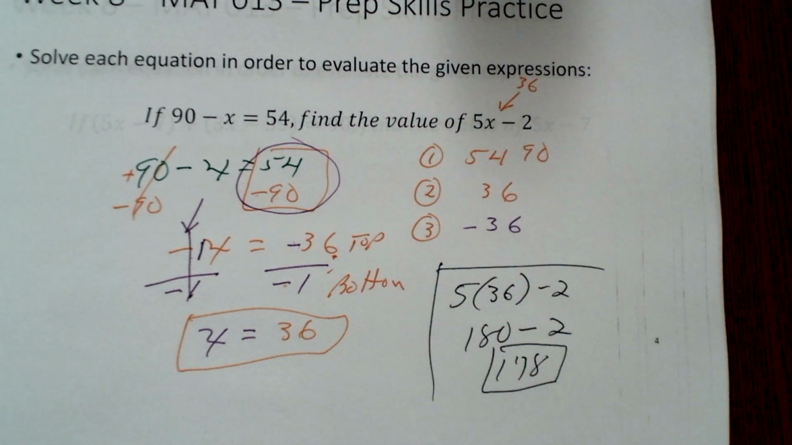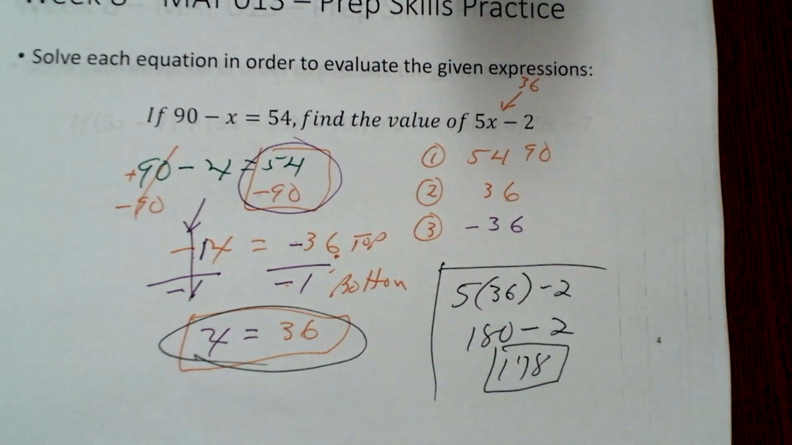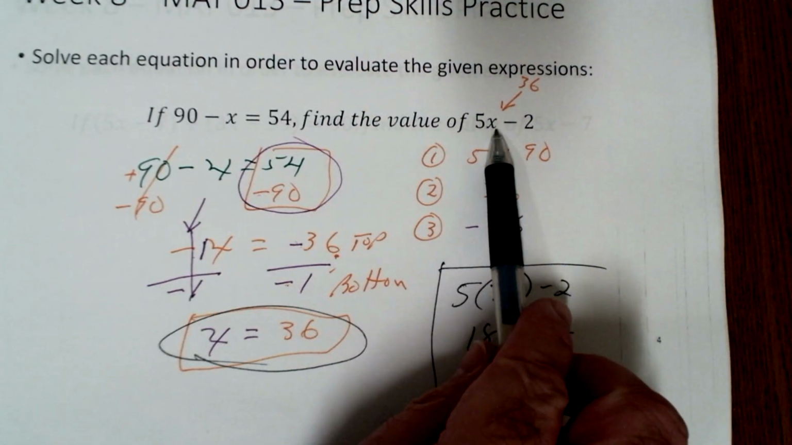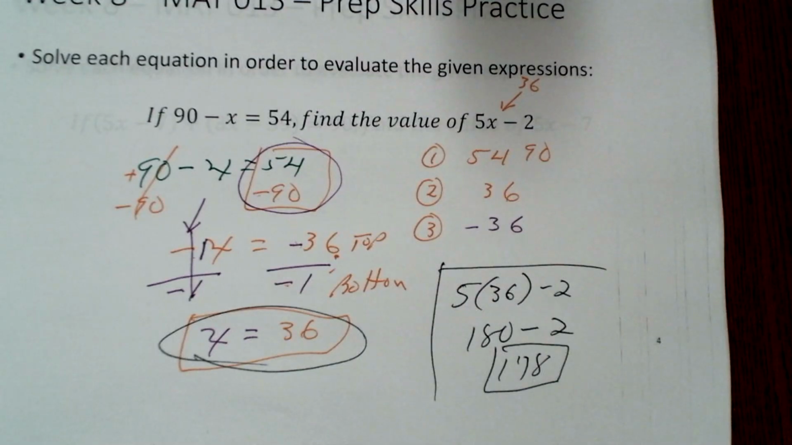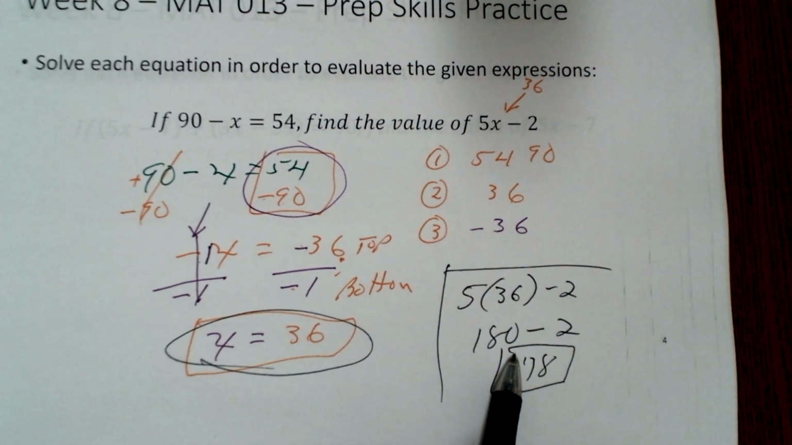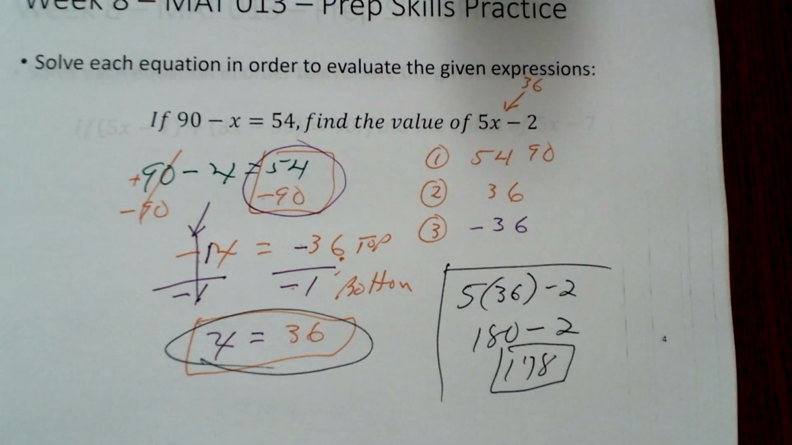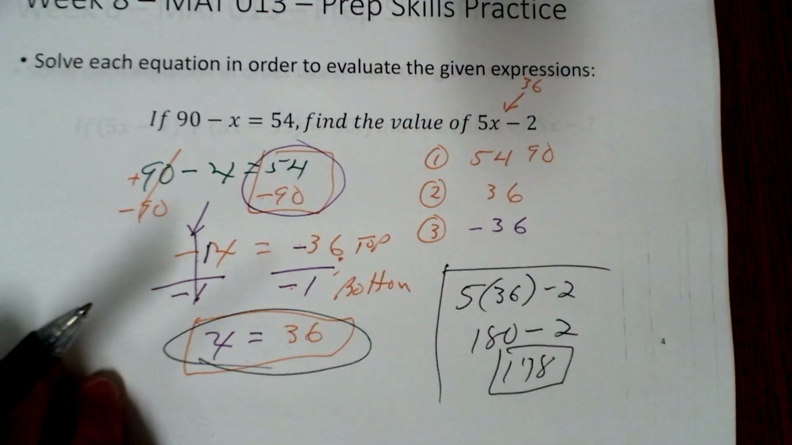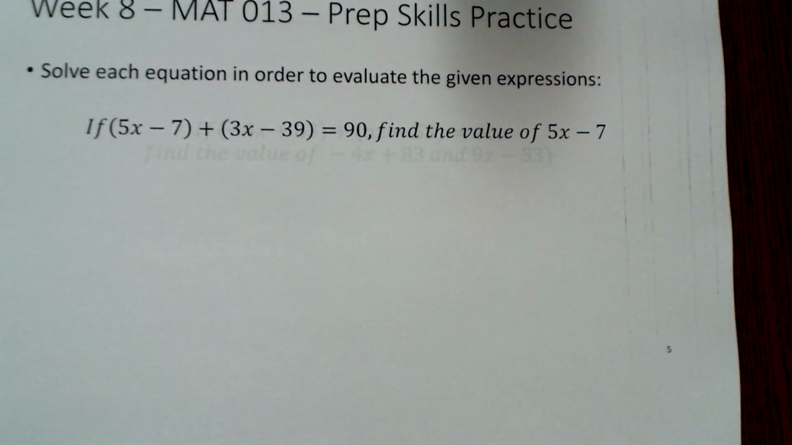If x, basically what we're being told, if x is a certain number, figure out what that number is. Well, we did. We did the math. We solved our linear equation. We arrived at the fact that x is equal to 36. Well, if that is the case, find the value of 5 times x minus 2. Well, if x is 36, we insert it. 5 times 36 is 180 minus 2, 178. All righty. Let's do some more. I think we have about 3 or 4 more of these.